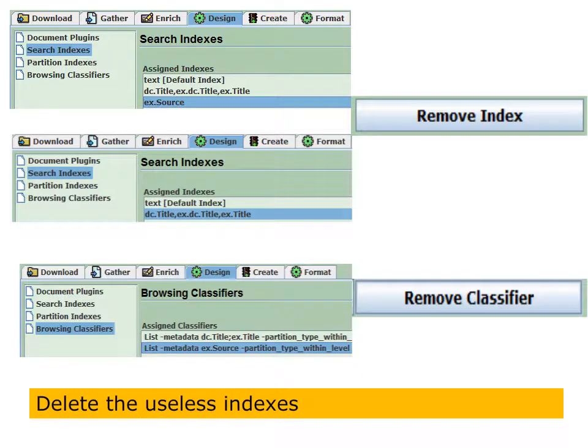As usual, our first task is to remove the useless indexes, those that don't have any value. So we're going to get rid of the two search ones and the browsing index for the file names, the xsource one.